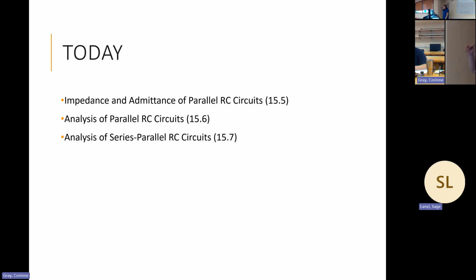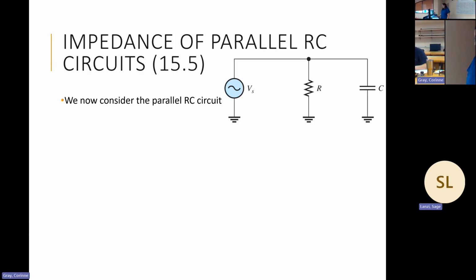Today we're going to talk about impedance and admittance of parallel RC circuits. We're going to talk about how you do some of the analysis for these circuits. And then we're going to talk about how you combine series and parallel RC circuits. So for the parallel RC circuit, the equivalent resistor, or the total resistance, is parallel to the total capacitance or the equivalent capacitance value. So here we have a circuit where we have our resistor and capacitor. They are parallel to each other.